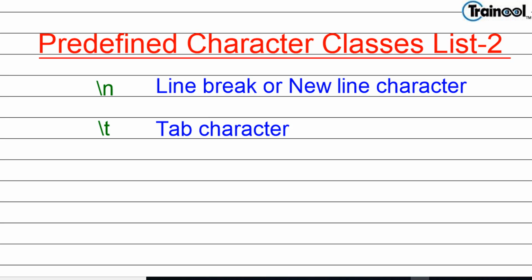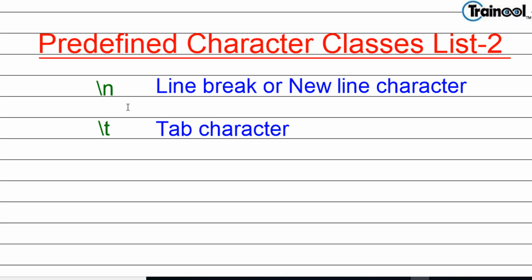So basically, I have compiled all the special character classes which are non-printable characters. So if you see, \n is called a line break or a new line character, and \t is called a tab character. Apart from these two special characters, we also have \r and \f. \r is called carriage return and \f is called form feed. But we hardly use \r or \f, so I have not included them in this list.